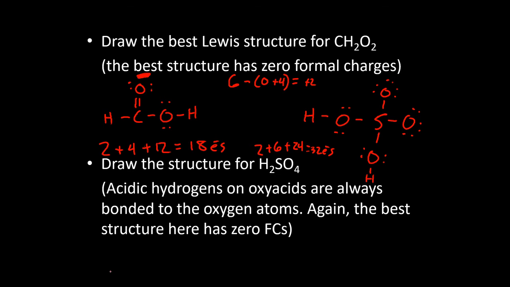The way that we're going to do that is by taking a lone pair from each of these oxygens, not 2 from one, but one from each of these oxygens that aren't bonded to hydrogen, and make a double bond to the sulfur. So the sulfur here is breaking the octet rule, and it is going to end up with 0 formal charges because it has 6 bonds, and so we would have 6 minus 6. And the oxygens are also going to end up at 0. So that is the best structure for sulfuric acid.